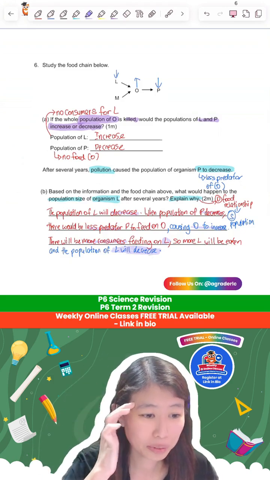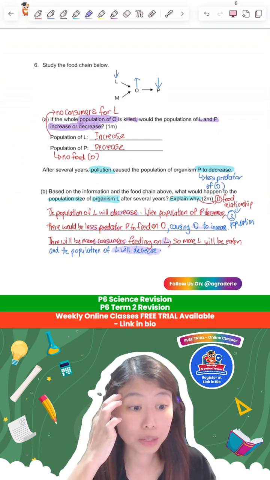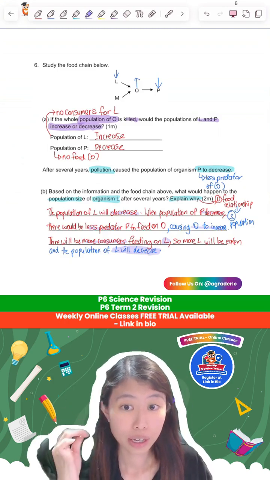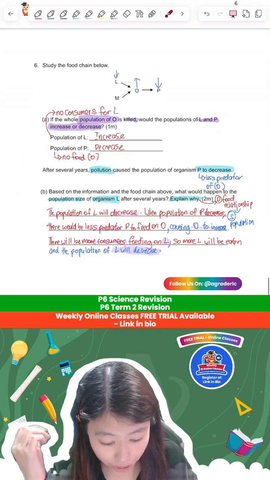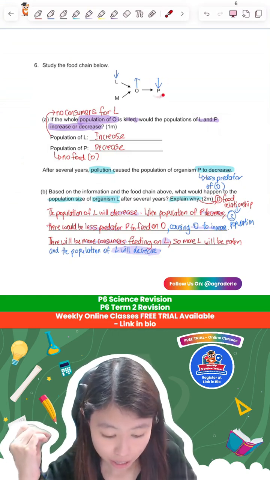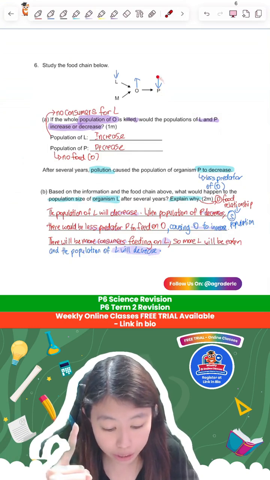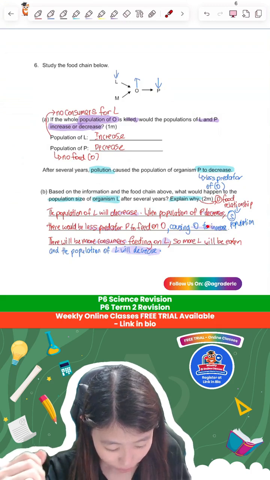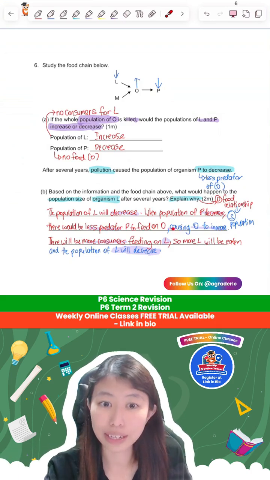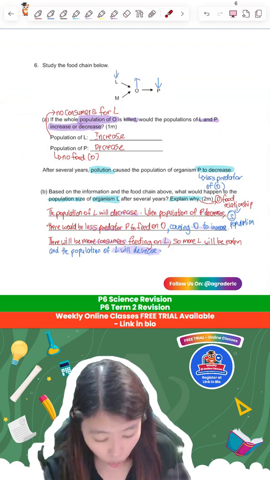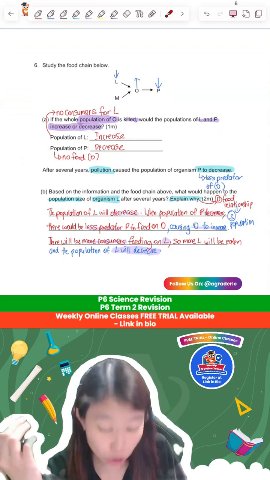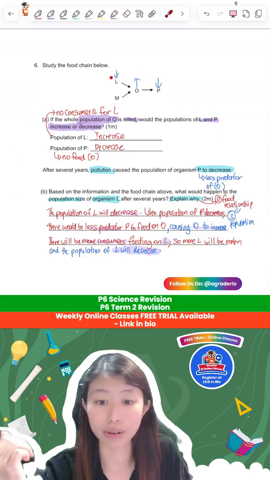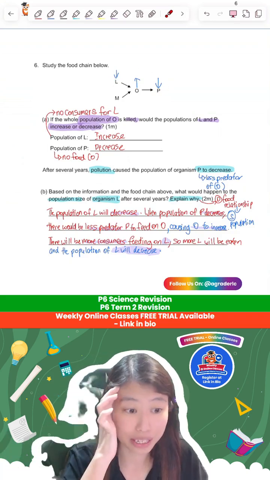Okay? It must be step by step. So always start from the one that's affected. Now P decreases, right? Then you must explain the first one. How did P affect O? So this is until here, until this blue line, to show how P affects O. Then O will affect L. Do not jump from P all the way to L. Like that, you're not explaining step by step. Okay?